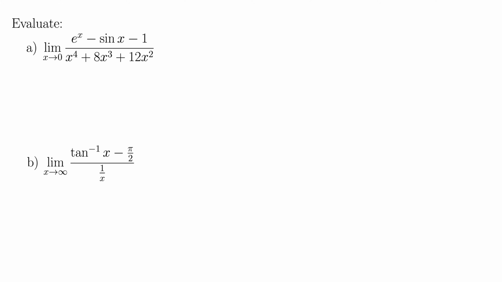Here we have two exercises for you to try on your own using L'Hopital's rule. Part A says the limit as x goes to 0 of the quantity e to the x minus sine x minus 1 over the quantity x to the fourth plus 8x cubed plus 12x squared.